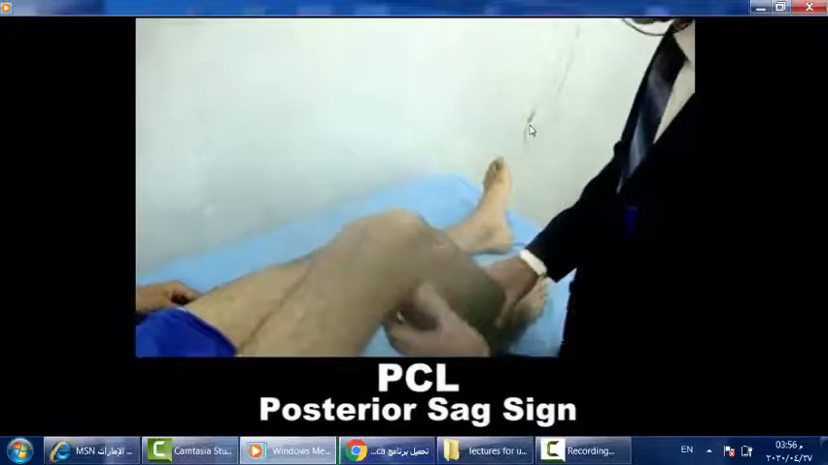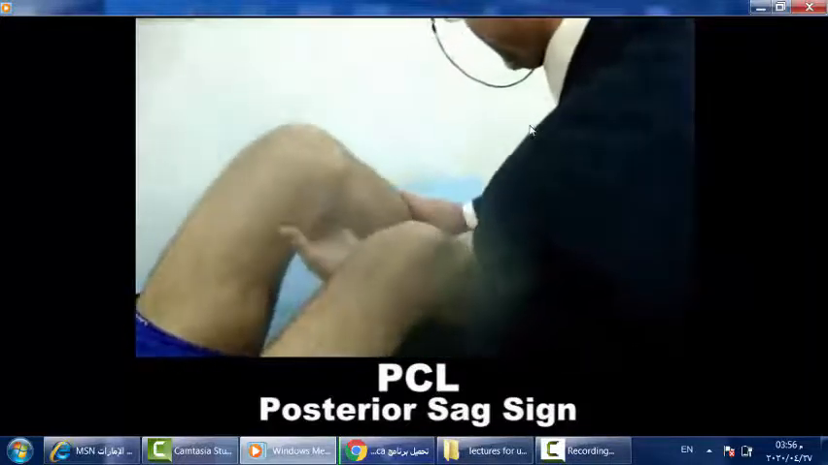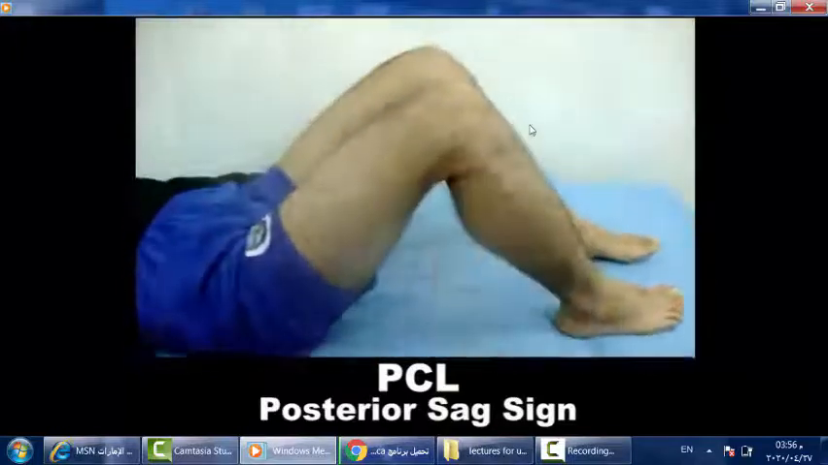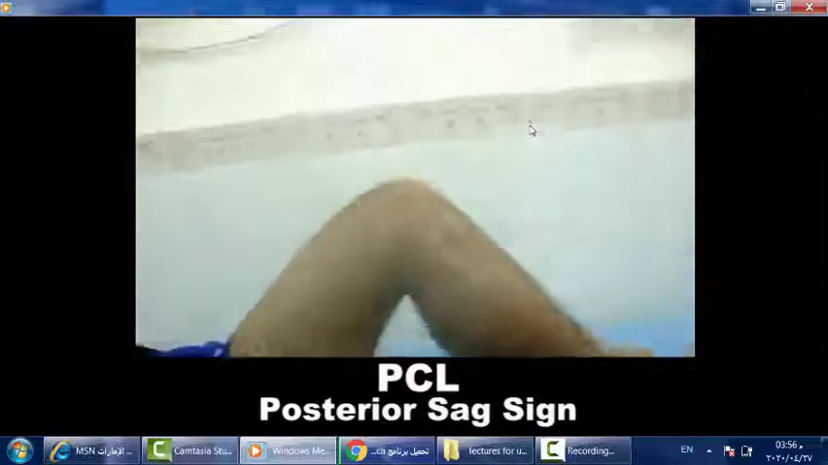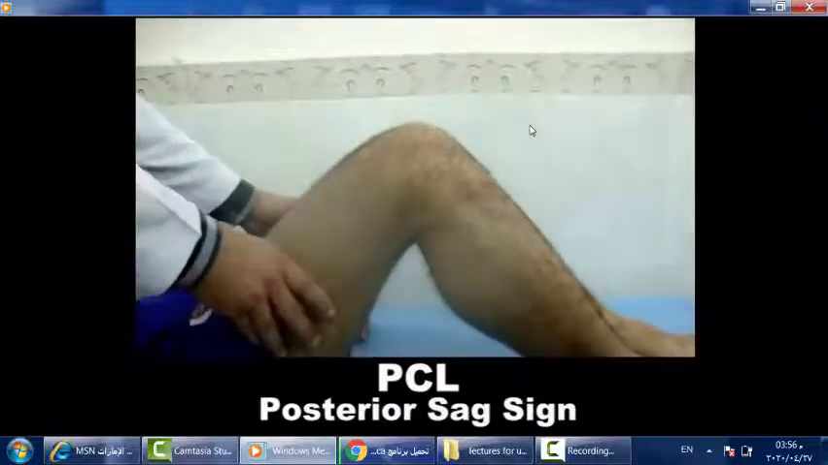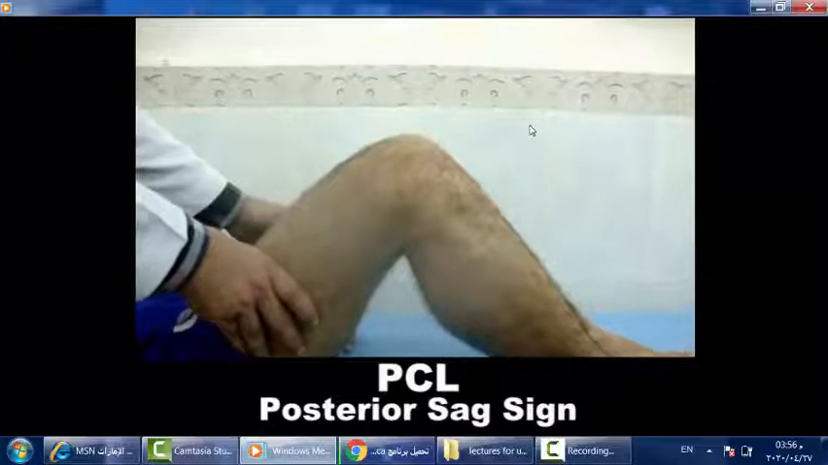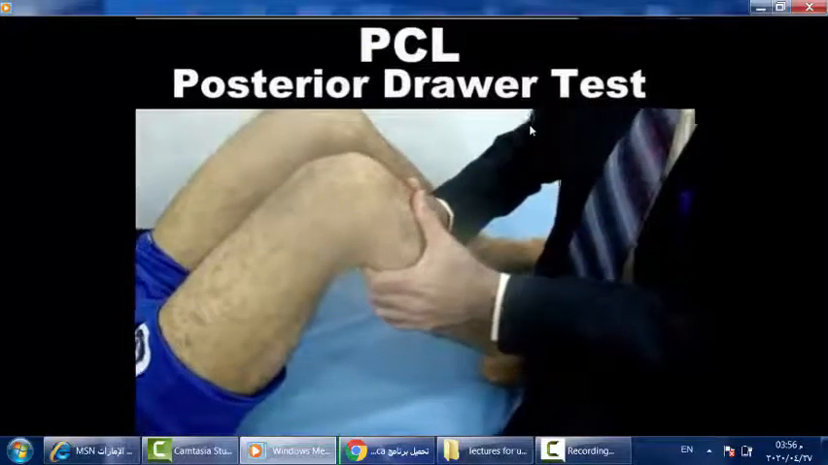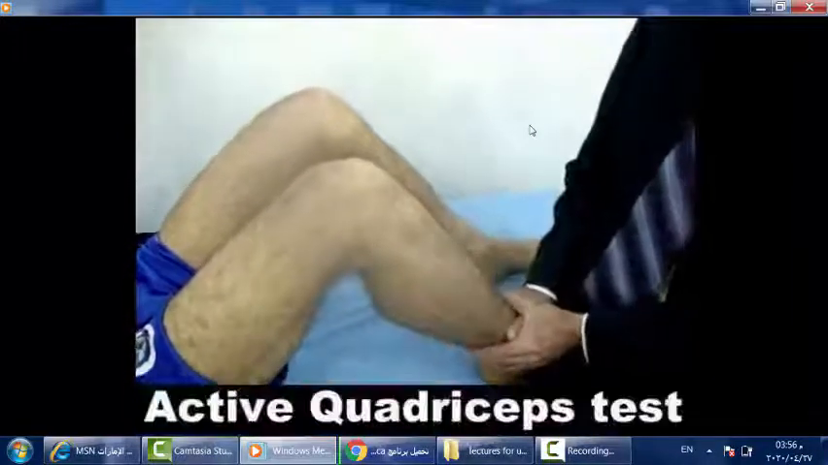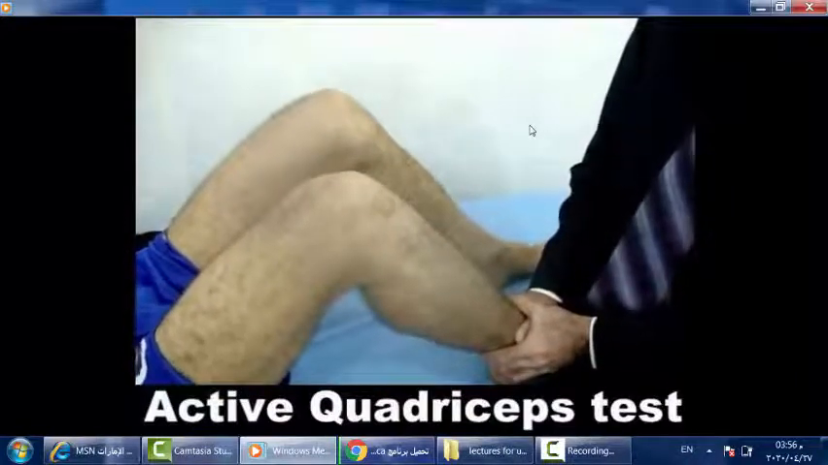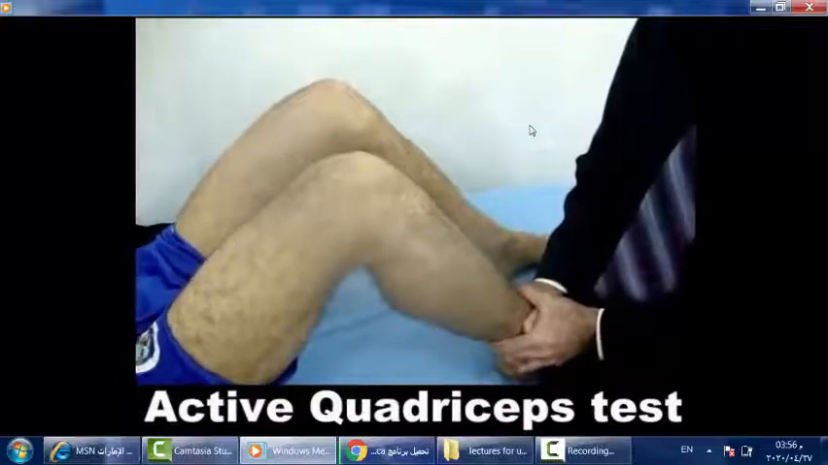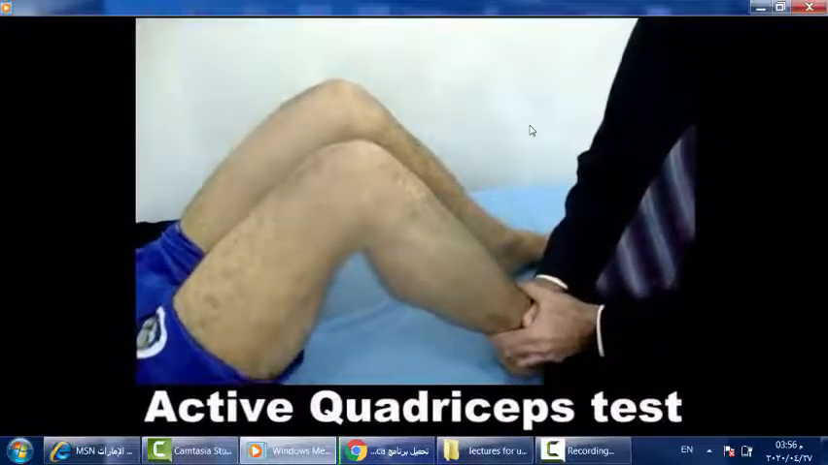For the PCL, first you have to inspect for the posterior sagging of the tibial tuberosity, by inspecting the knee flexed 90 degrees from the side. And then you have to perform the posterior drawer test by flexing the knee 90 degrees with the foot supported in a neutral position, pushing the knee backward, demonstrating the posterior drawer test.